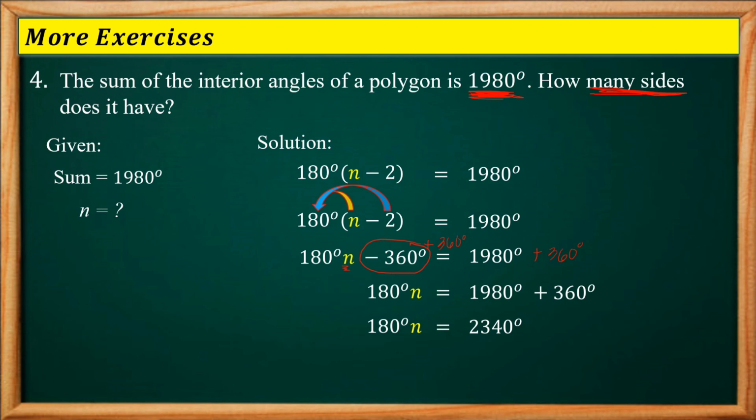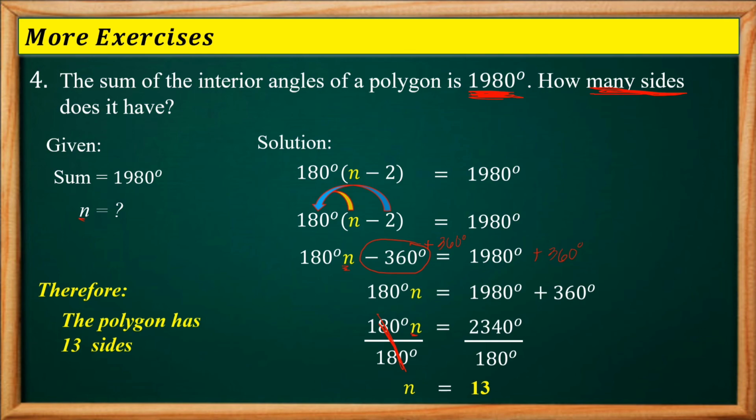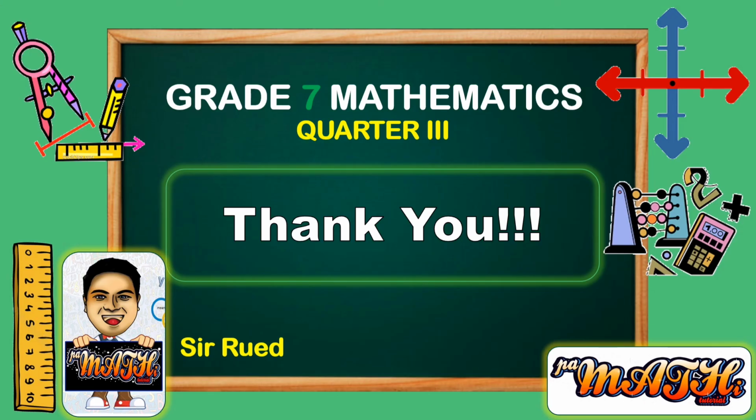Then, kasi ang kailangan lang natin yung n, di ba? Ito yung hinahanap natin, n, di ba? Therefore, divide natin both sides by 180, cancel out yan, or division property of equality. Then, ang natitira na lang is n. Divide 2,340 by 180. The answer is 13. Therefore, the number of sides of the polygon is 13.